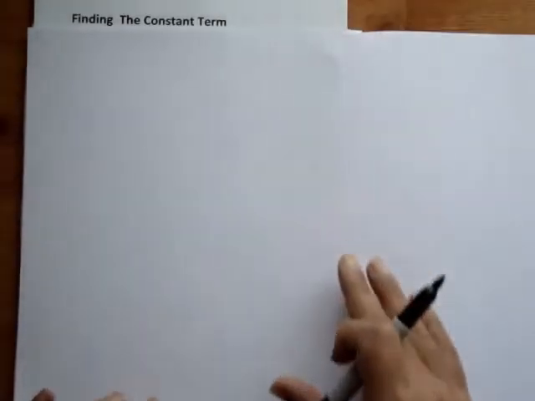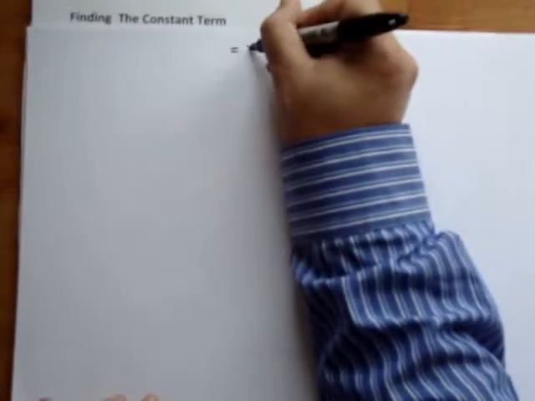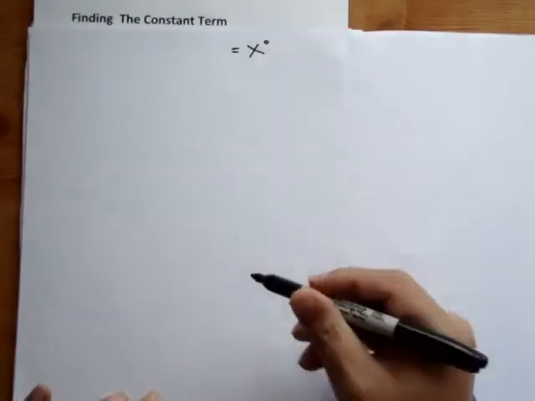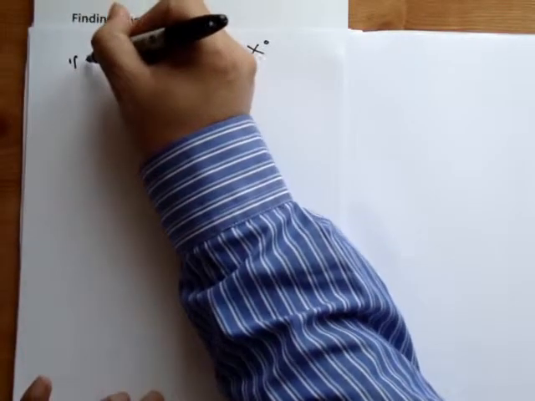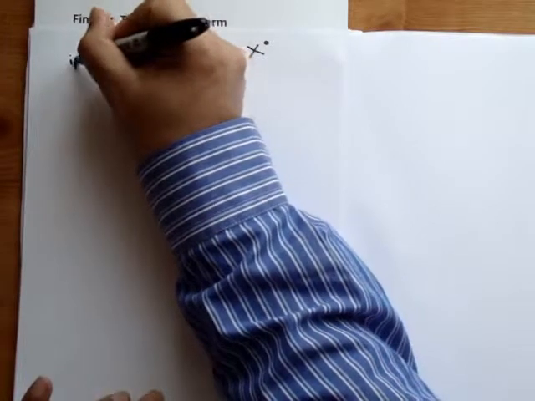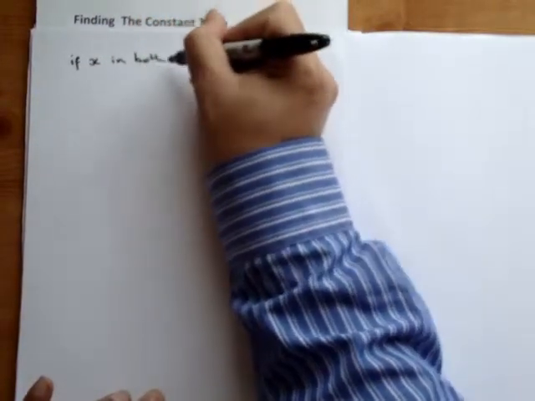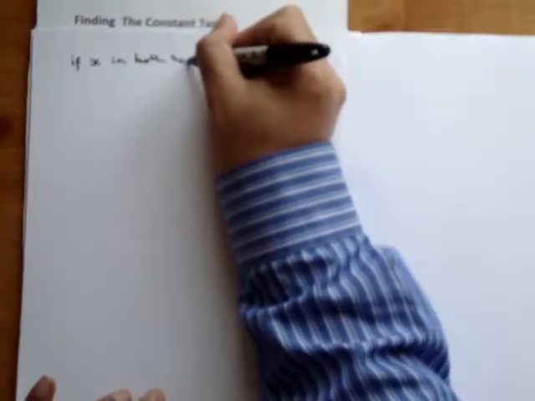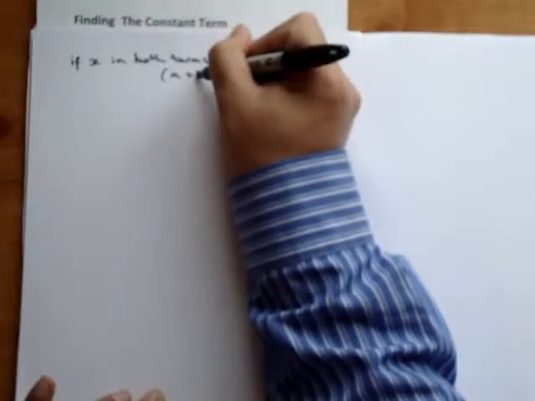Another type of question you can be asked in binomial expansion is to find the constant term. Now the constant term is where there is no x, so we have x to the power 0, and we can only do this if there's an x in both terms. That's in A and B.